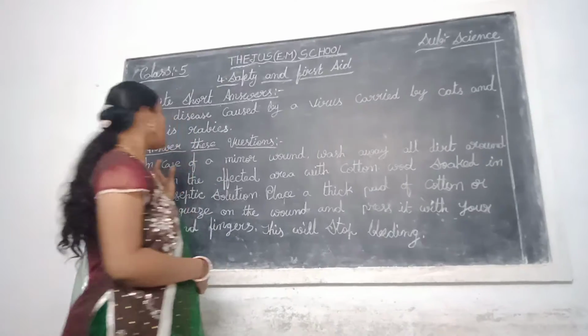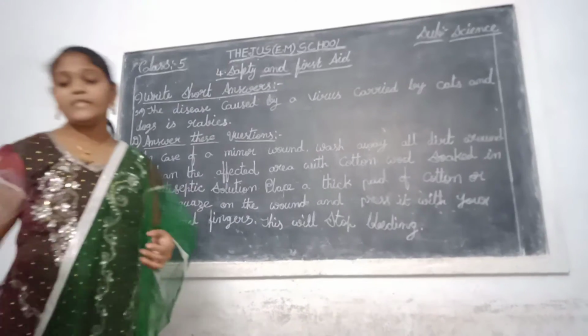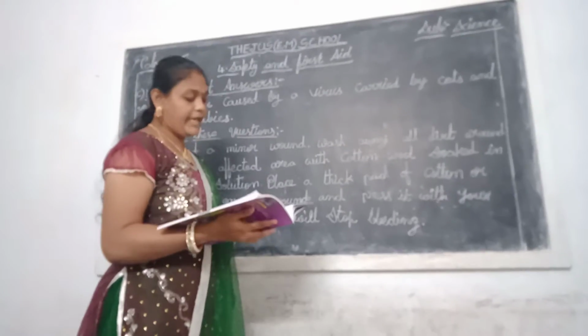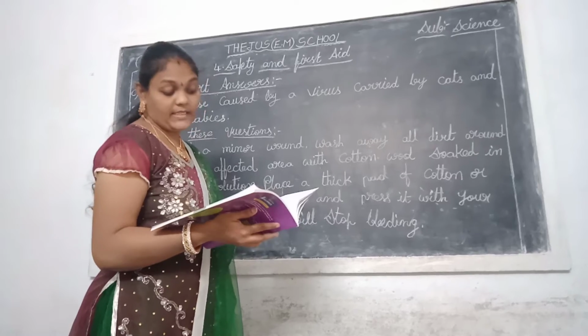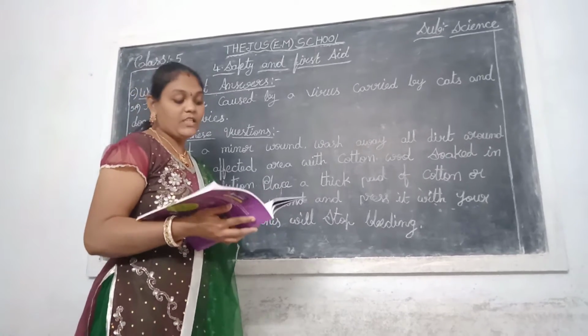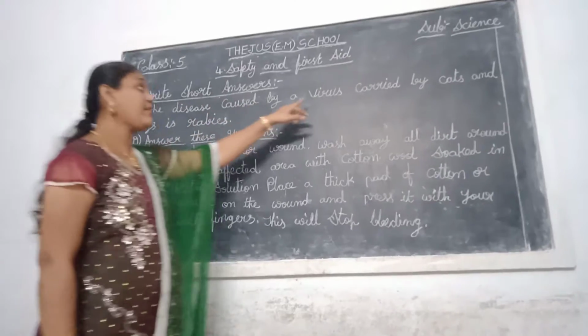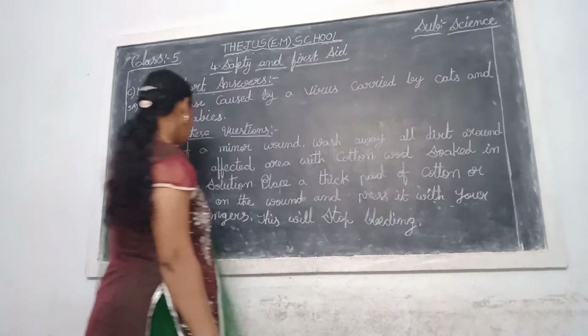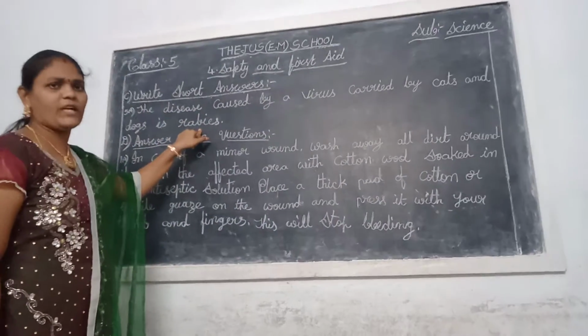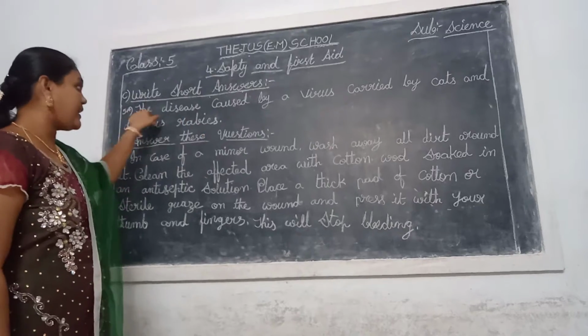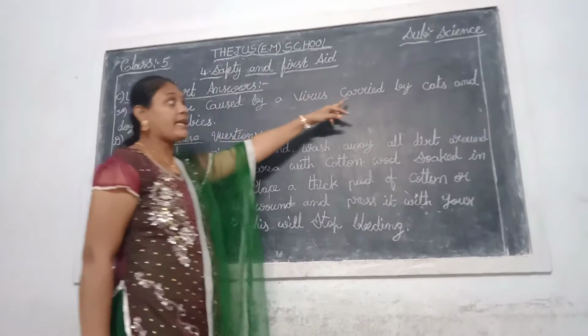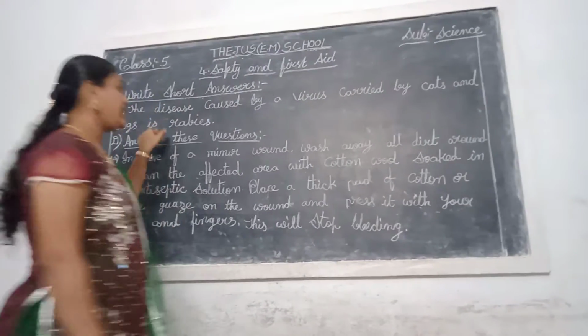Okay, next, the fifth question. What is the fifth question? See once in your textbook. Name the disease caused by a virus carried by dogs and cats. So what is that virus? The disease caused by a virus carried by cats and dogs is rabies.